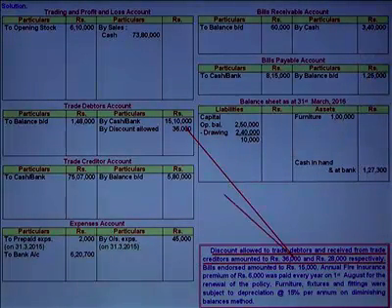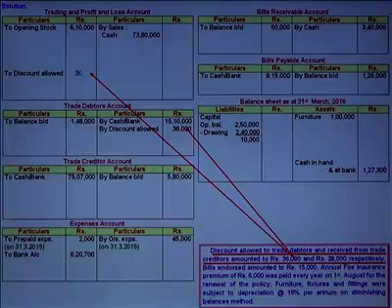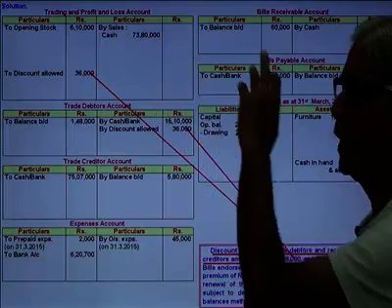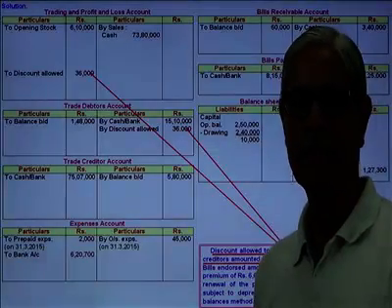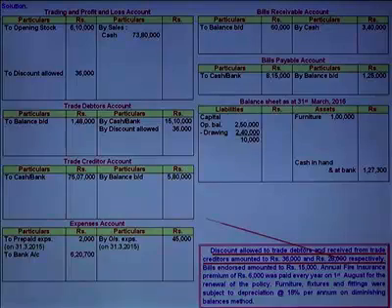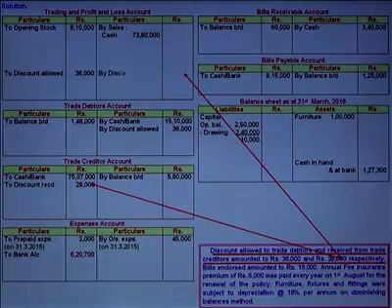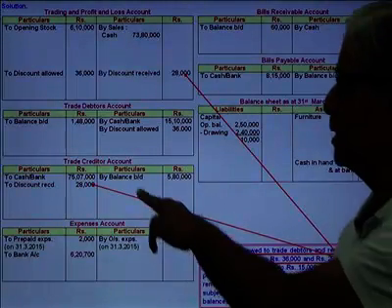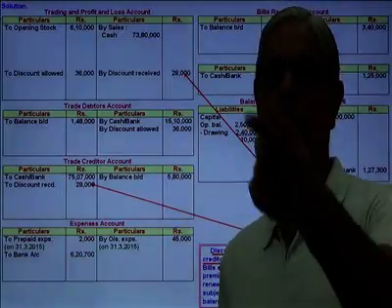So debtors account credit and profit and loss account debit. Discount received will be credited to profit and loss account, and creditors account is to be debited for that. So creditors account debit to profit and loss account credit. This is a discount that we earn when we go for payment.